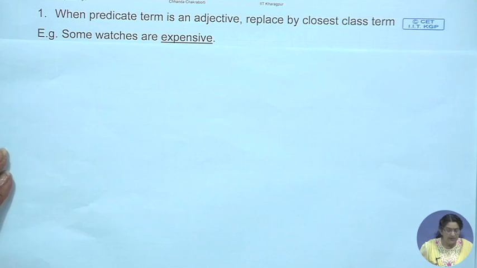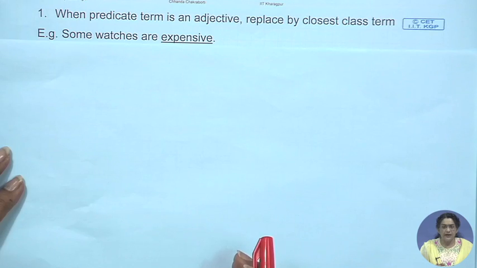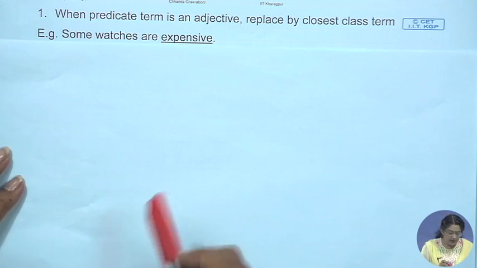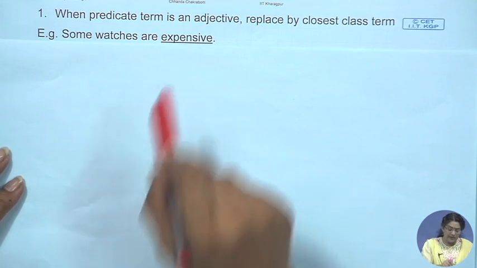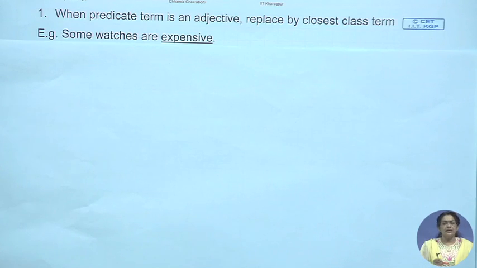Suppose you have this statement, some watches are expensive. Now, we speak like this colloquially, right? Some watches are expensive. Colloquially, this is fine, the structure is fine, but if you speak about categorical propositions, then it is not in standard form. Why not? Because expensive is an incomplete class, it does not mean anything. You need a class term, so you need a noun to go along with it.